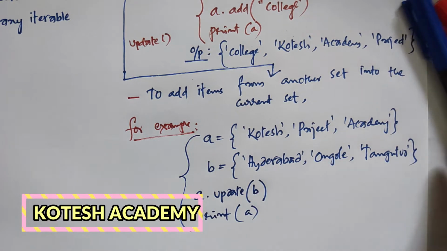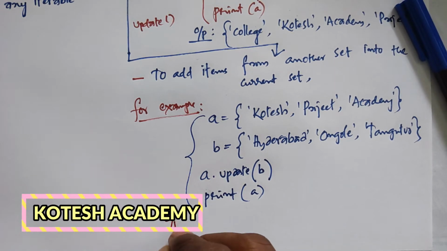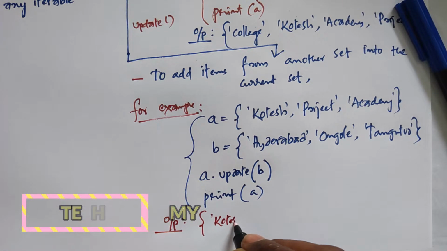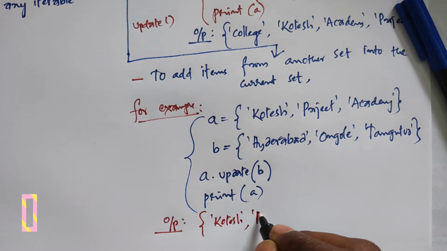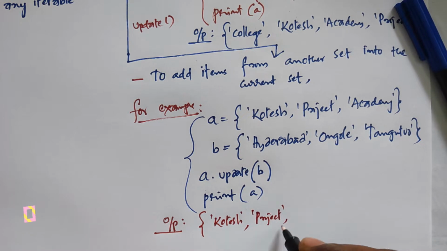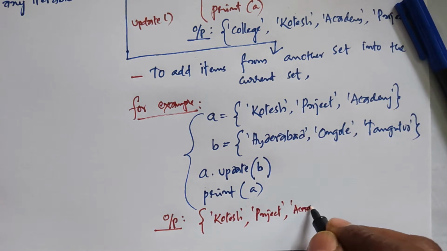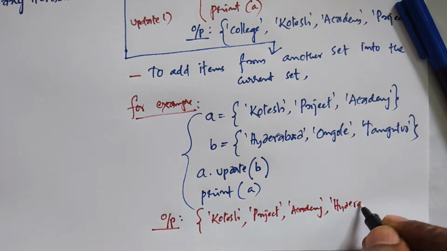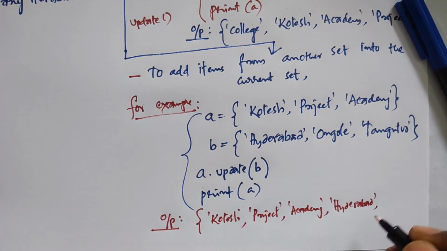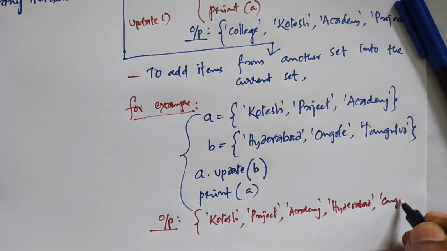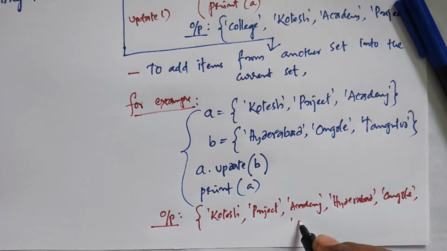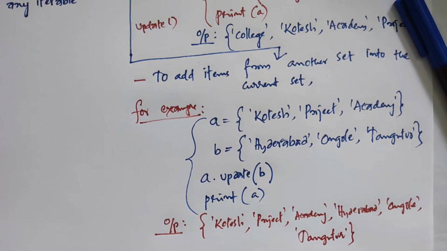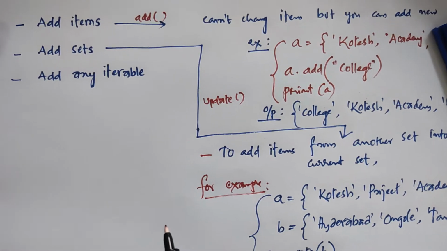After execution of these 4 lines, we get the result: the first set as it is, quotation, project, academy, next Hyderabad, Ongole, Tangutur. This is the output of add sets.